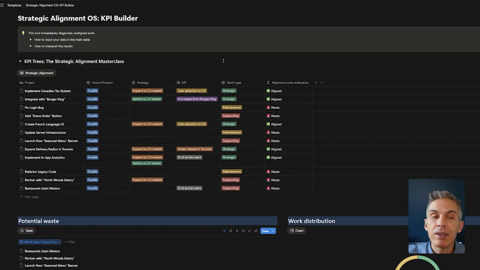And finally, another thing that this template has is the documentation on how to use it and how to actually understand and learn how to use the KPI trees. So you can find all that information here. I have a video about the KPI trees. I'll link it in the end so you can go and check it out.